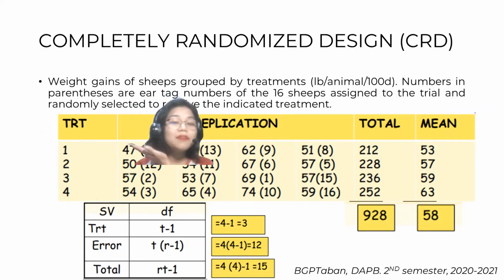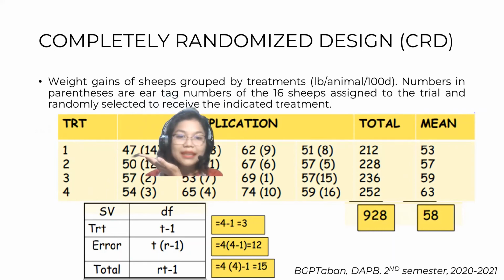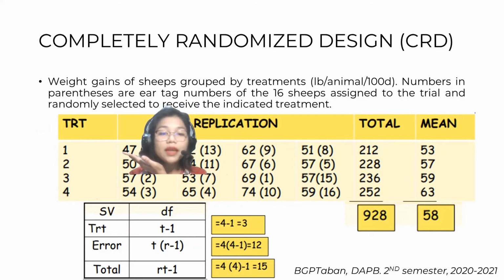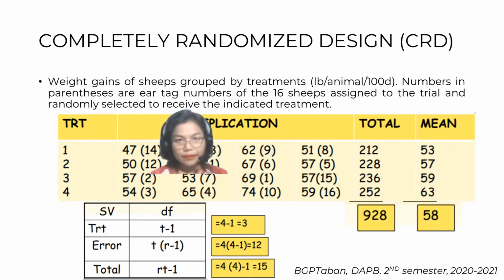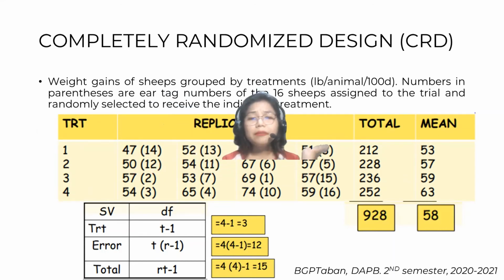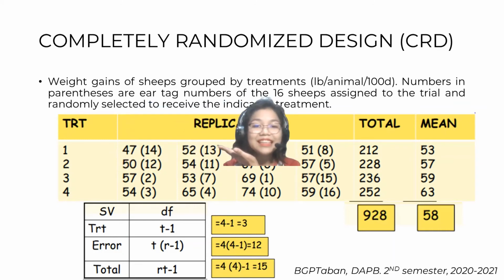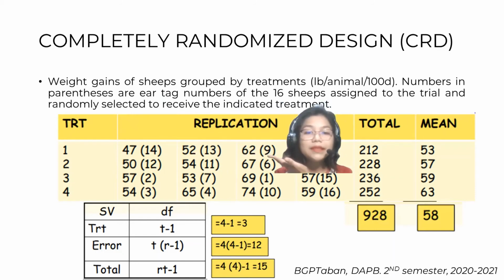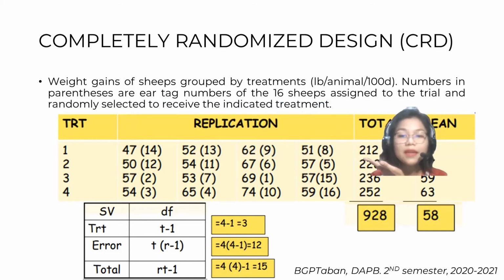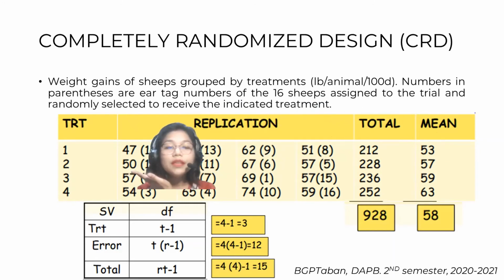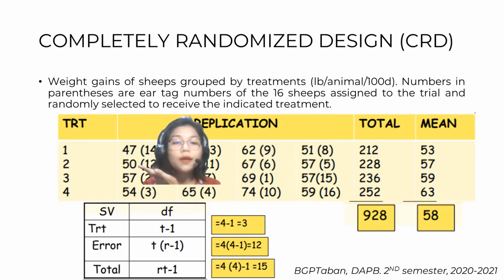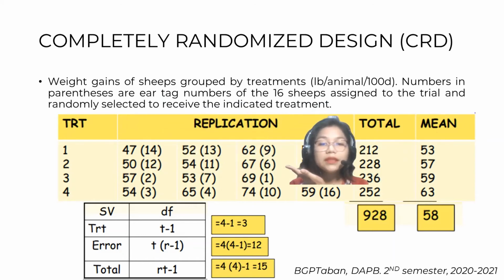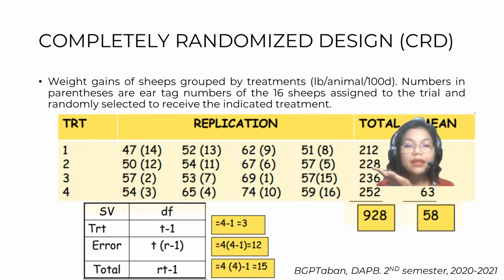So, 47 pounds po yung na-gain ni sheep number 14 nung tinreat siya ng treatment 1. Okay? So, yun po yung ating ibig sabihin. Ang unang gagawin po natin is i-total po natin yung lahat na nasa treatment 1, yung lahat ng replication. So, 47 plus 52 plus 62 plus 51 is 212. Gawin din po natin yun sa treatment 2, sa lahat po ng replications, rep 1, rep 2, rep 3, rep 4. So, 50 plus 54 plus 67 plus 57, 228.